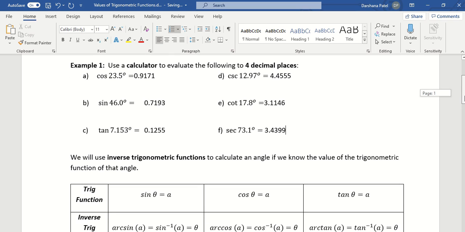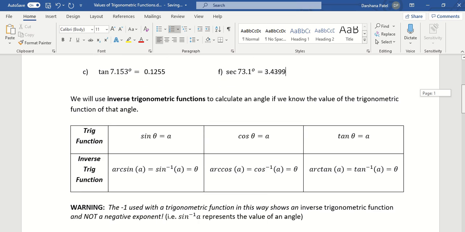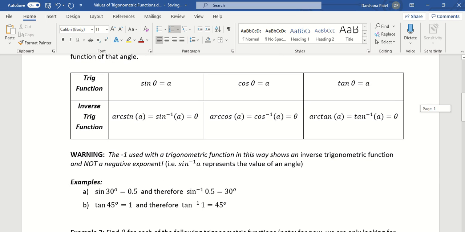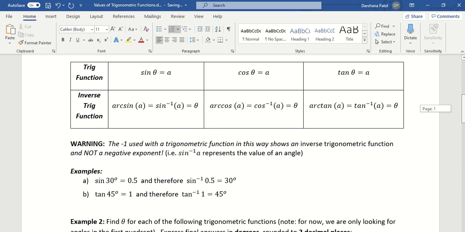Now, these are angles given to us and we are finding ratios. What if we wanted to find angles? We use inverse trigonometric functions to calculate the angle. If you knew sine theta equals A, then to find theta, we say sine inverse A, or arc sine A. Similarly, if we knew cos theta is A, to find theta we do cos inverse A, or arc cos A. And lastly, if we knew tan theta equals A, then we can use tan inverse A to find theta.